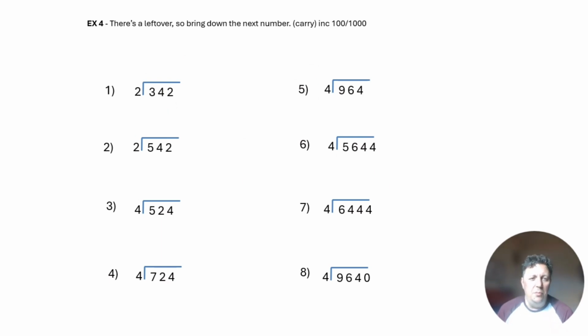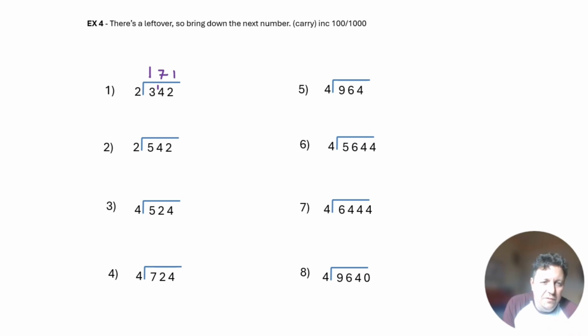So this is a little bit more on extension 4, because this time we're going to continue carrying, but the numbers are getting bigger and bigger. We've got hundreds and we've got thousands going on here. So 2 into 3, that goes once. Carry over the 1, because that's the remainder. 2 into 14 is going to go 7 times, and then 2 into 2 goes once.